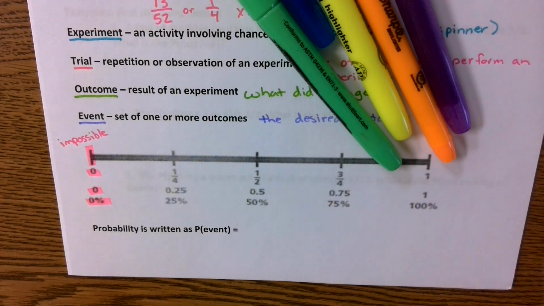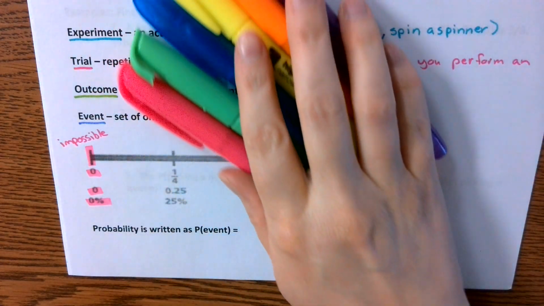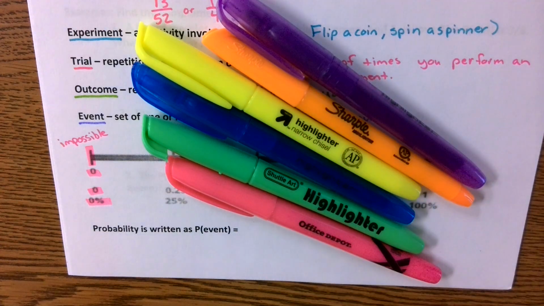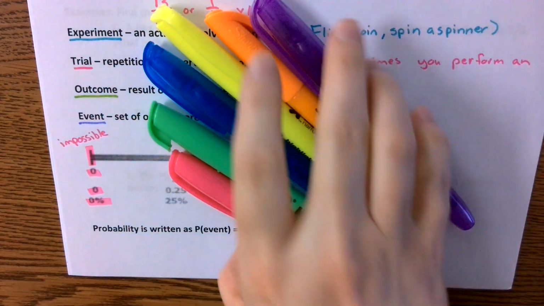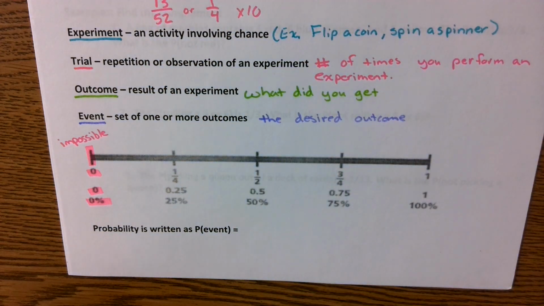Having this set of highlighters right here, the probability that I'm going to choose a black highlighter is impossible because there is not a black highlighter involved. So these are things that will not be able to occur. They have 0 chance of happening.